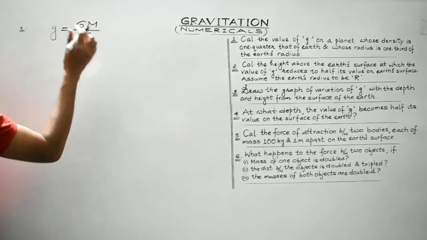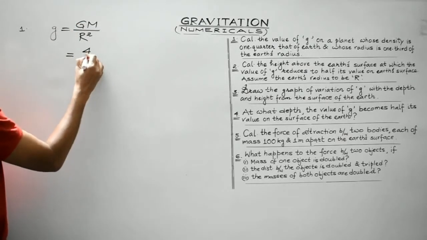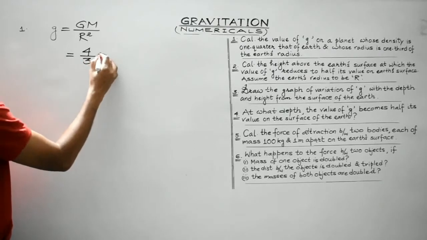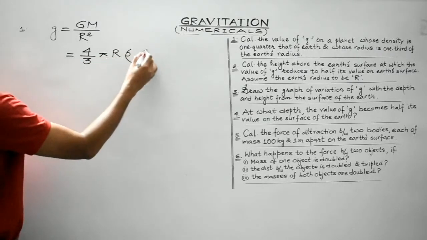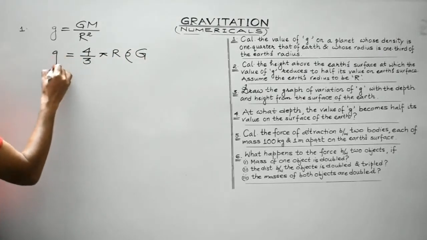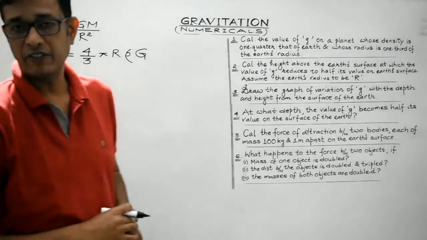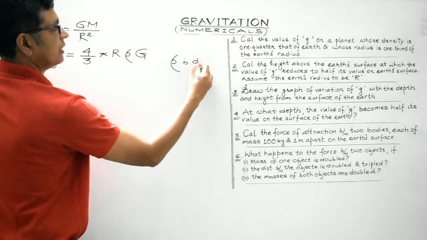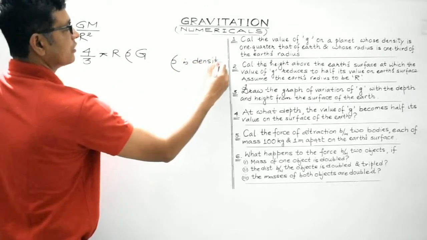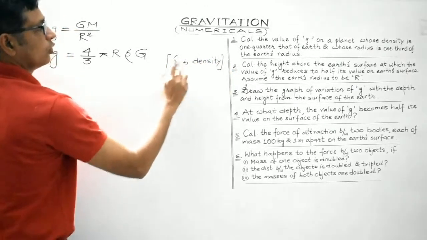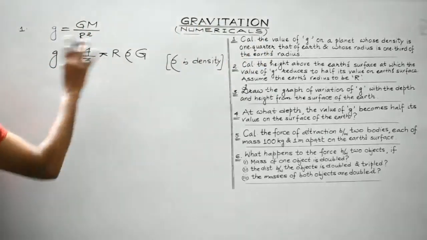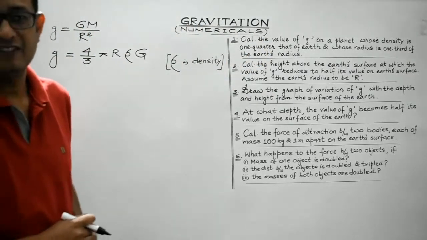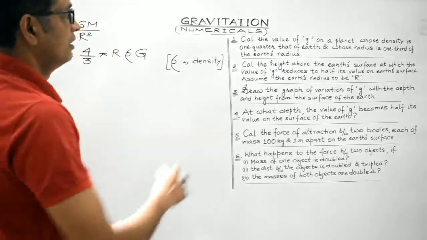So substituting all the values, what we get is g = 4/3 π r ρ G. This is the formula for the acceleration due to gravity in terms of the density of the planet. Rho is the density of the planet under consideration. Clear, students? So in this question, this is the formula to be applied. Okay, now let's check the value.